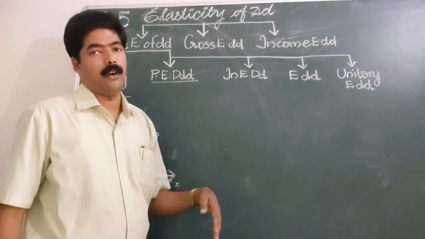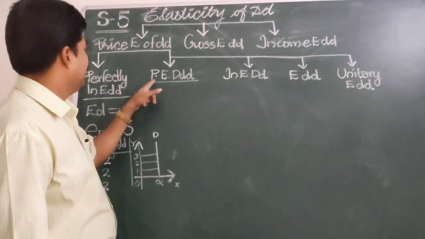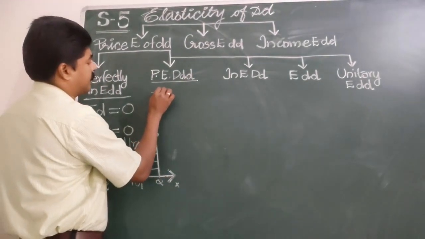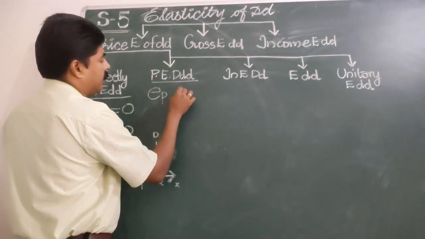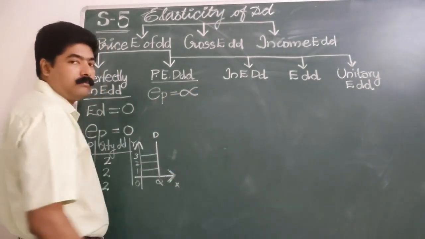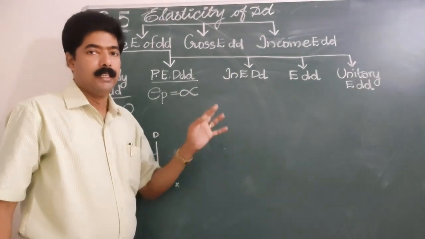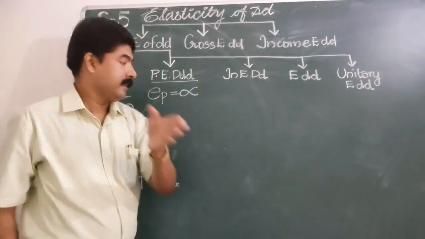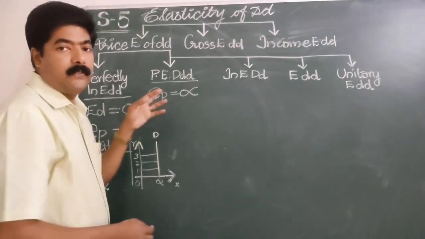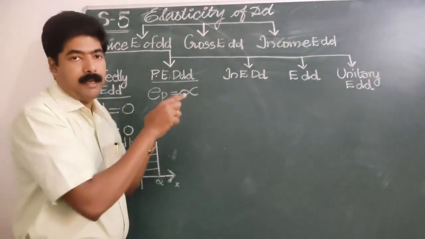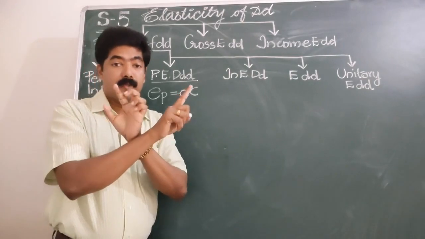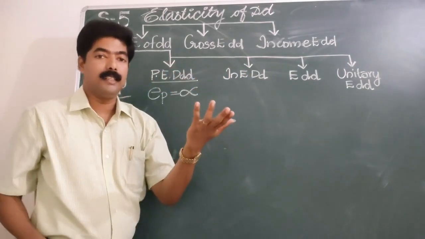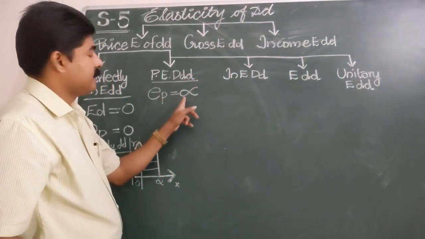So the second kind of price elasticity of demand is perfectly elastic demand. In that case, the price elasticity value will be equal to infinite, because we have already studied that the numerical value of price elasticity of demand ranges between 0 and infinite. What is perfectly elastic demand? It is when a small change in price leads to an infinite change in quantity demanded. In that case, we can say the value is infinite.